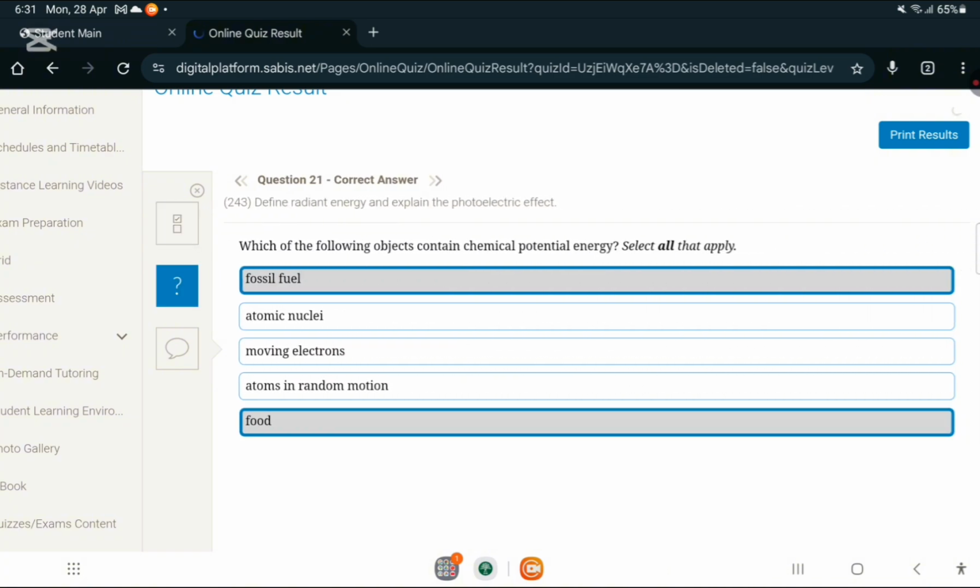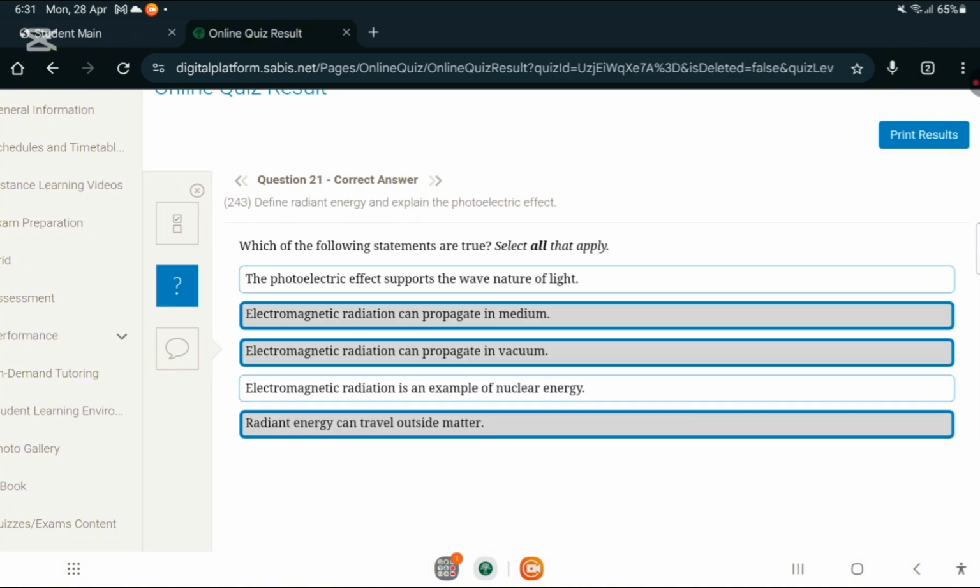On to the next. Which of the following statements are true? Electromagnetic radiation can propagate in a medium. Electromagnetic radiation can propagate in vacuum, and radiant energy can travel outside matter.